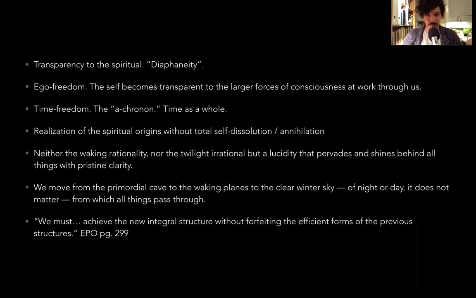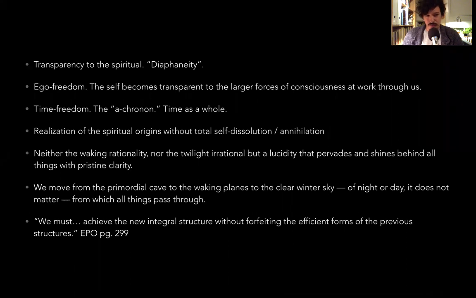So as we remember from the first session, transparency for Gebser, and we're going to go into Gebser a little bit more, into his kind of biographical experiences of integrality, it means diaphaneity, it means transparency. And he also uses the terms ego freedom. So the self becomes transparent to these larger forces of consciousness at work through the self, as a kind of creative force of the self, what kind of brings the self into being. There's a transparency of an awareness of that kind of bringing the self into being. And this relates very much to some Buddhist concepts, as we're going to go into a little bit later as well.